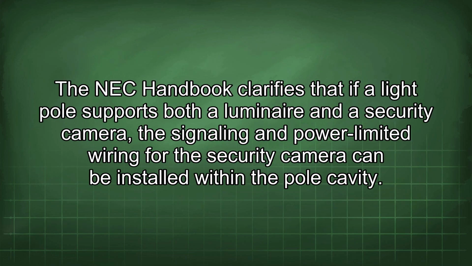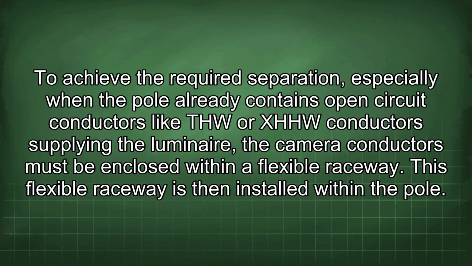The NEC handbook clarifies that if a light pole supports both a luminaire and a security camera, the signaling and power-limited wiring for the security camera can be installed within the pole cavity. To achieve the required separation, especially when the pole already contains open-circuit conductors like THW or XHHW conductors supplying the luminaire, the camera conductors must be enclosed within a flexible raceway. This flexible raceway is then installed within the pole.